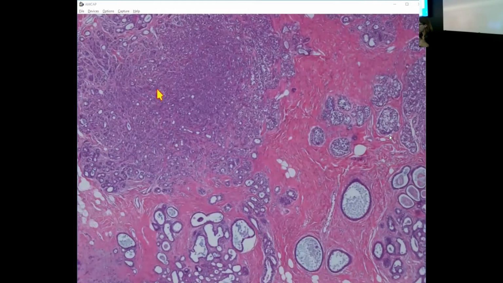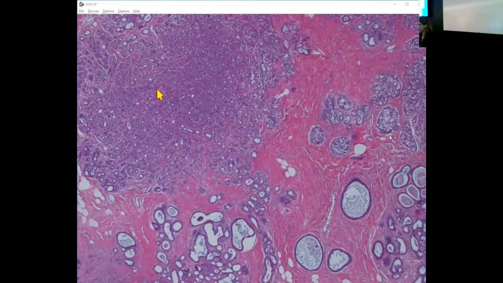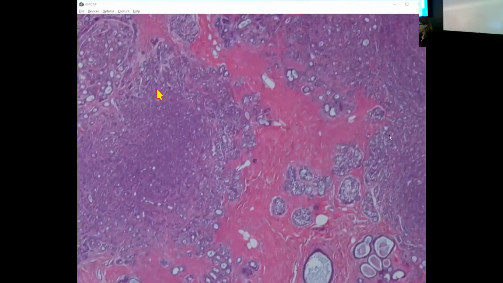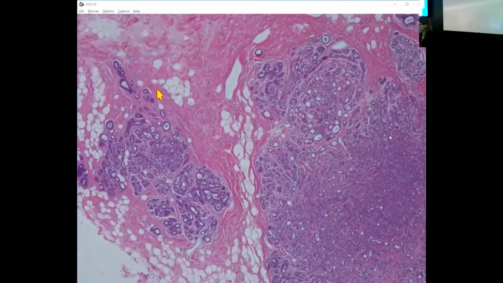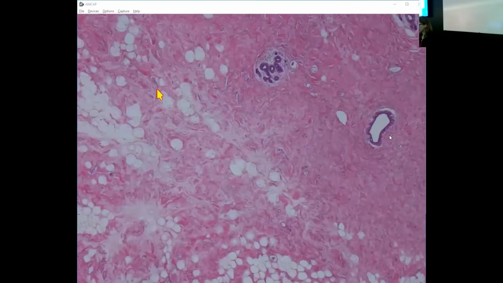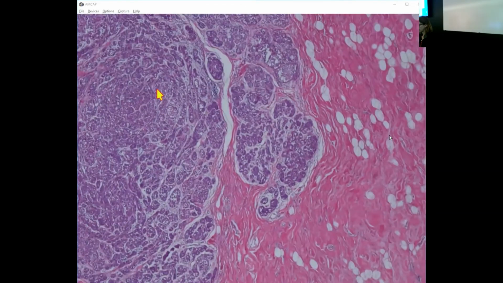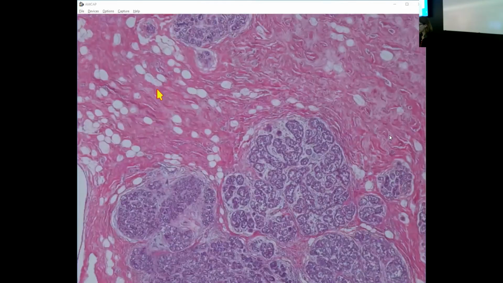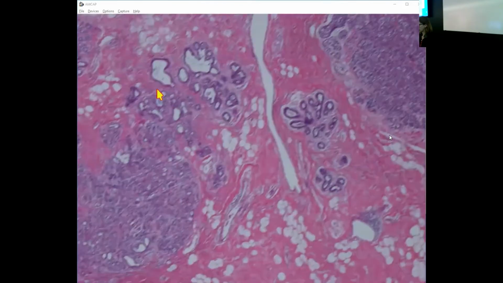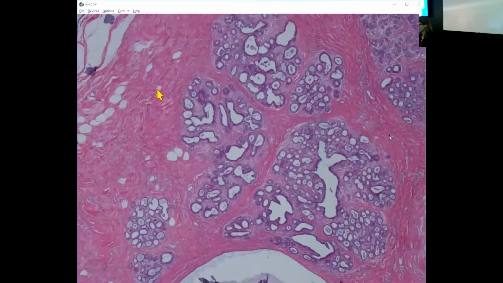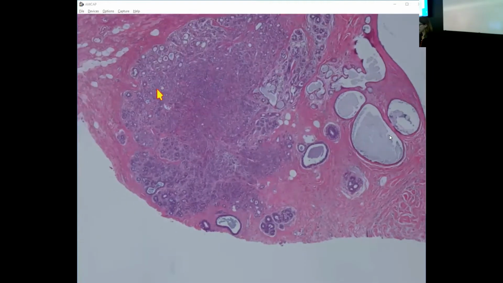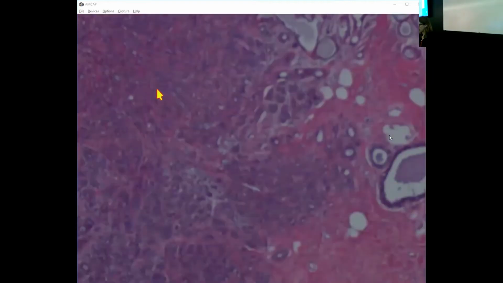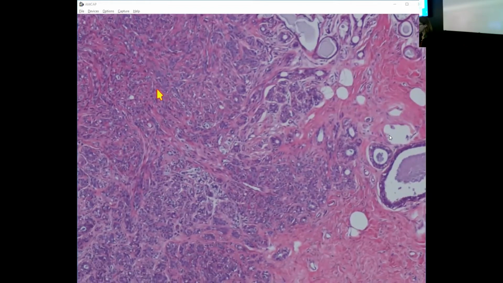It really looks like a terminal duct lobular unit, sclerosing adenosis with involvement by LCIS, I think. So, it becomes more expansive in different areas. And then I believe there was something else on this case. Here it's much more spindly. It doesn't look like there's LCIS in that section. It's just the adenosis. Maybe some down at the bottom there.